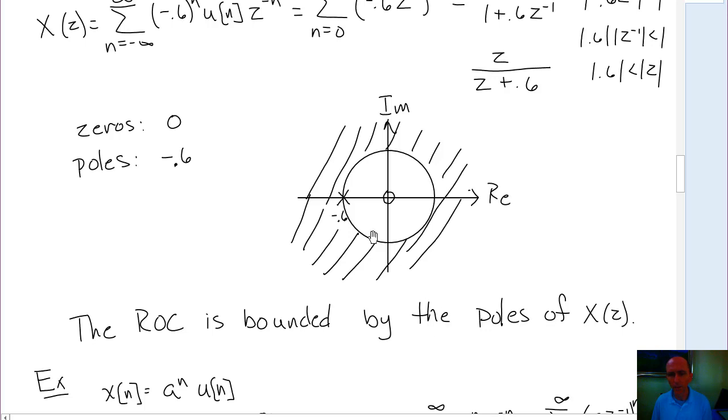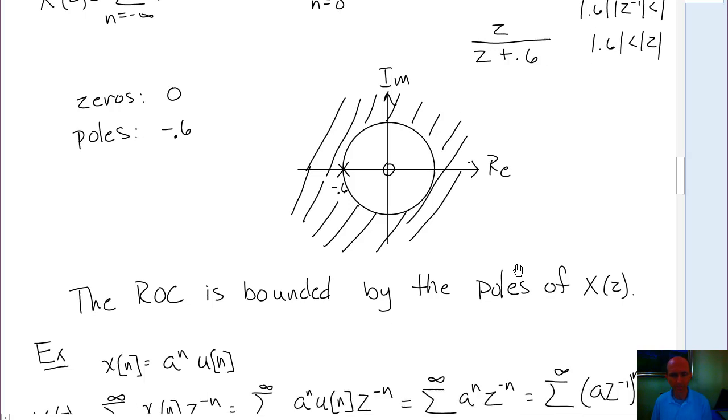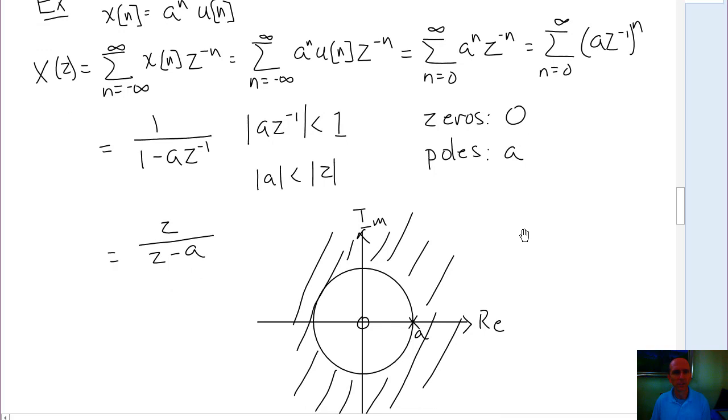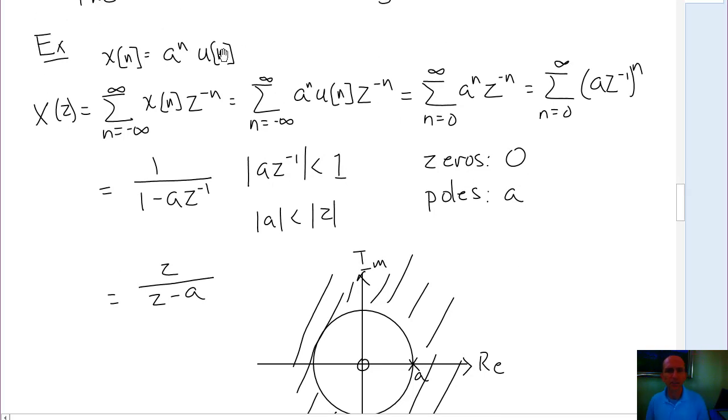And another thing, we can see that actually the region of convergence is bounded by the poles of X(z). Now it turns out that this sequence is rather general. We see this a lot. And so instead of looking at the one example as we did above, let's look at a general example.